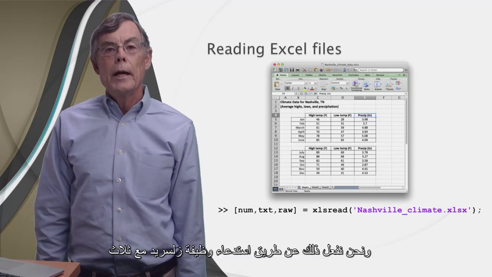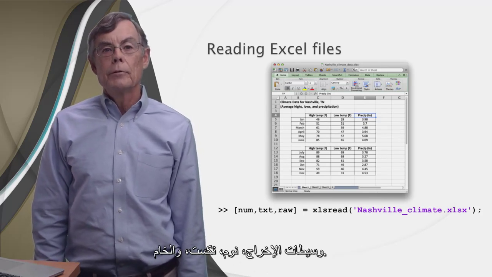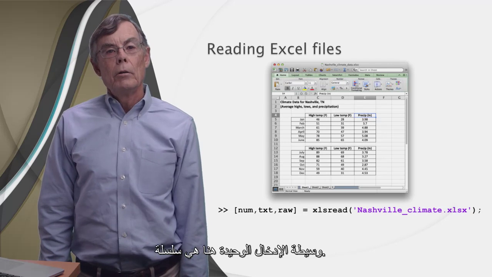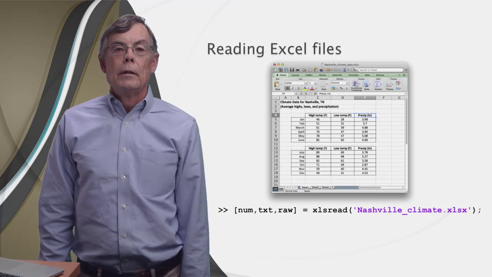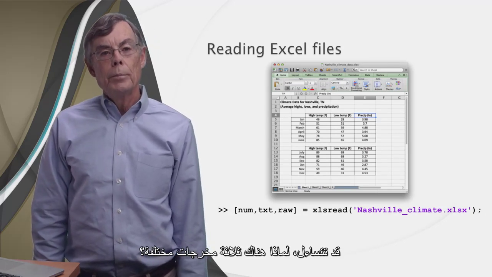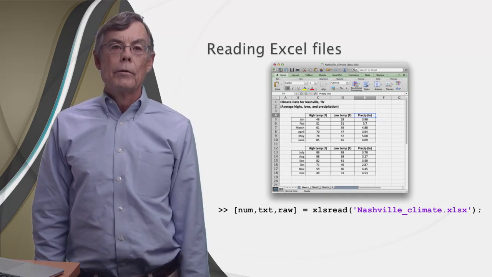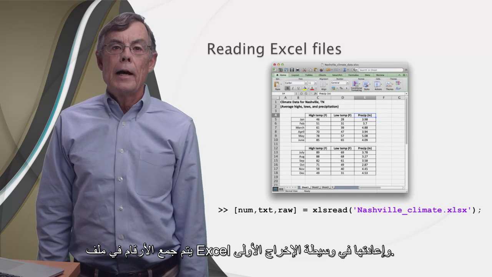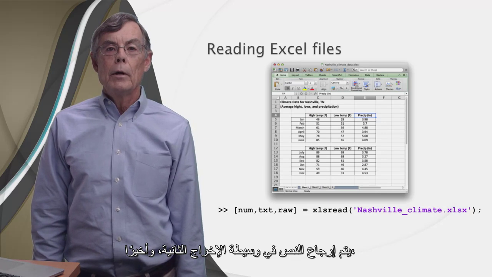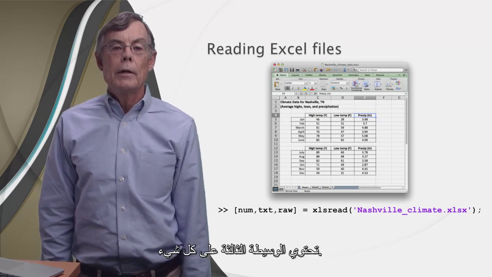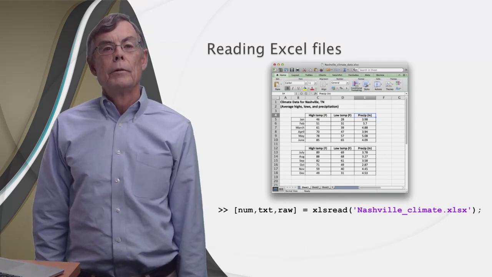We do that by calling the XLSRead function with three output arguments, num, txt, and raw. The only input argument here is a string. It's the name of the file. You may be wondering, why are there three different outputs? Well, MATLAB's nice enough to separate the numbers from the text for us. Numbers in the Excel file are collected and returned in the first output argument. Text is returned in the second output argument. And finally, the third argument contains everything. Depending on what you need, you can use any or all of these outputs.